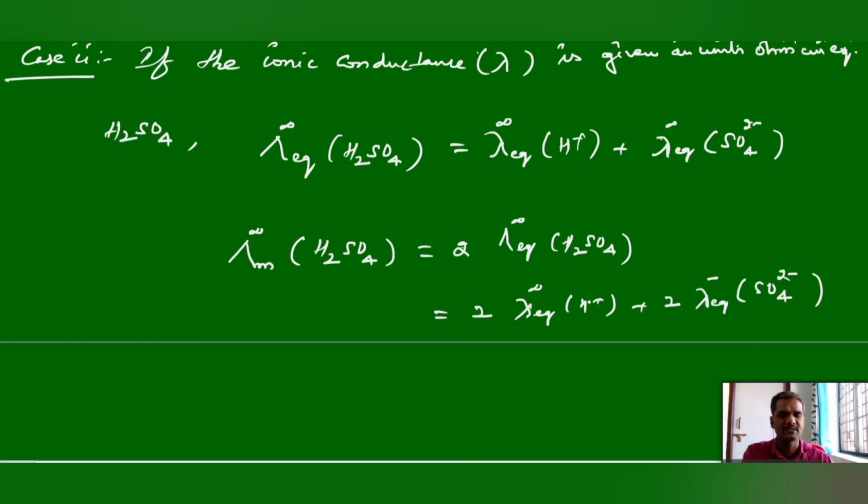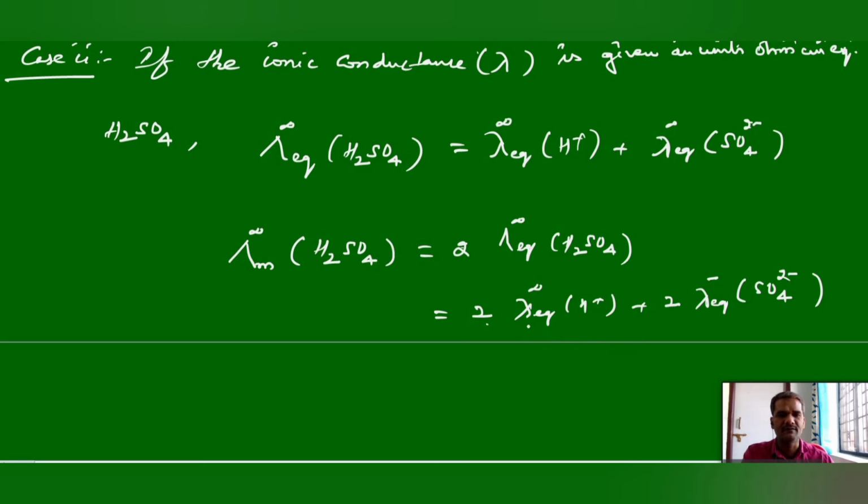In the case of H plus, n factor is 1, so we will get the same only. In place of equivalent, you can write molar here. Same for sulfuric acid. Equivalent ionic conductance of sulfuric acid is equal to molar ionic conductance of sulfuric acid by 2. Again the 2 will get cancelled out, you will get the same only.